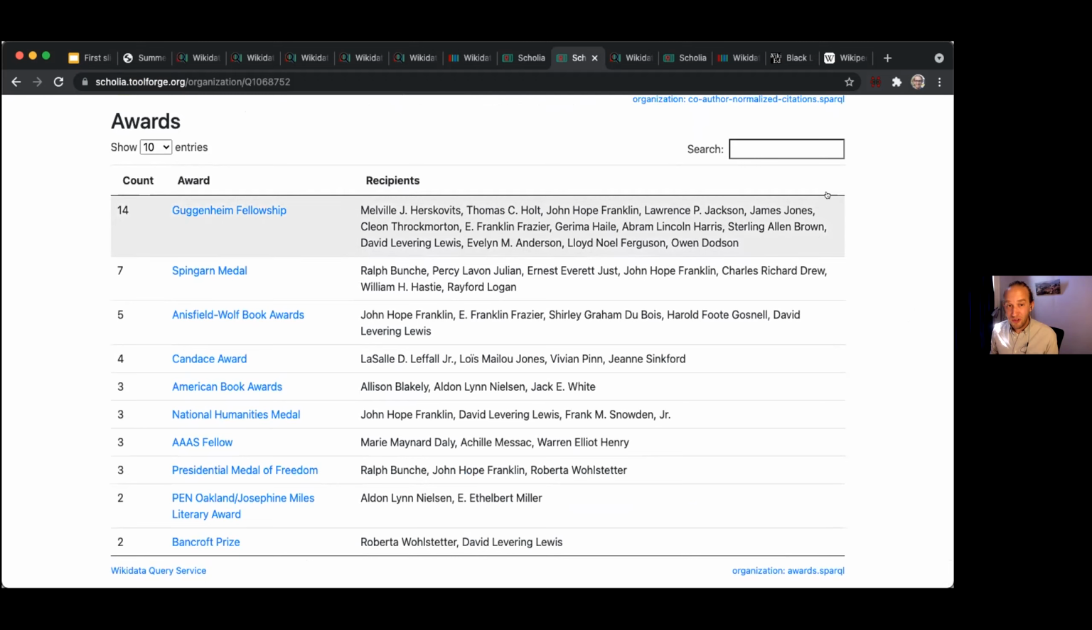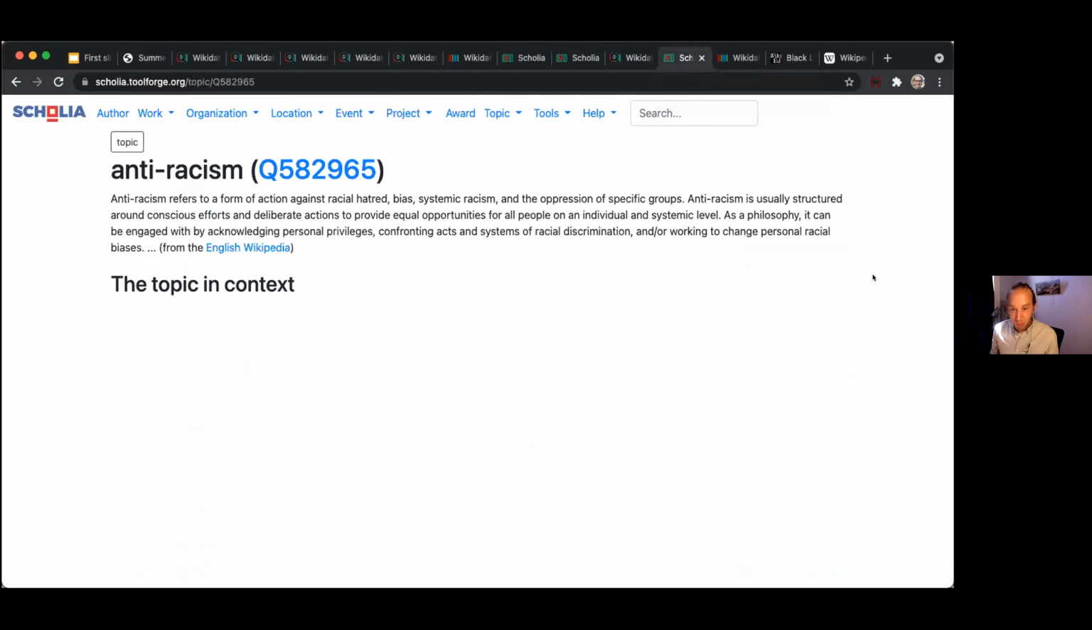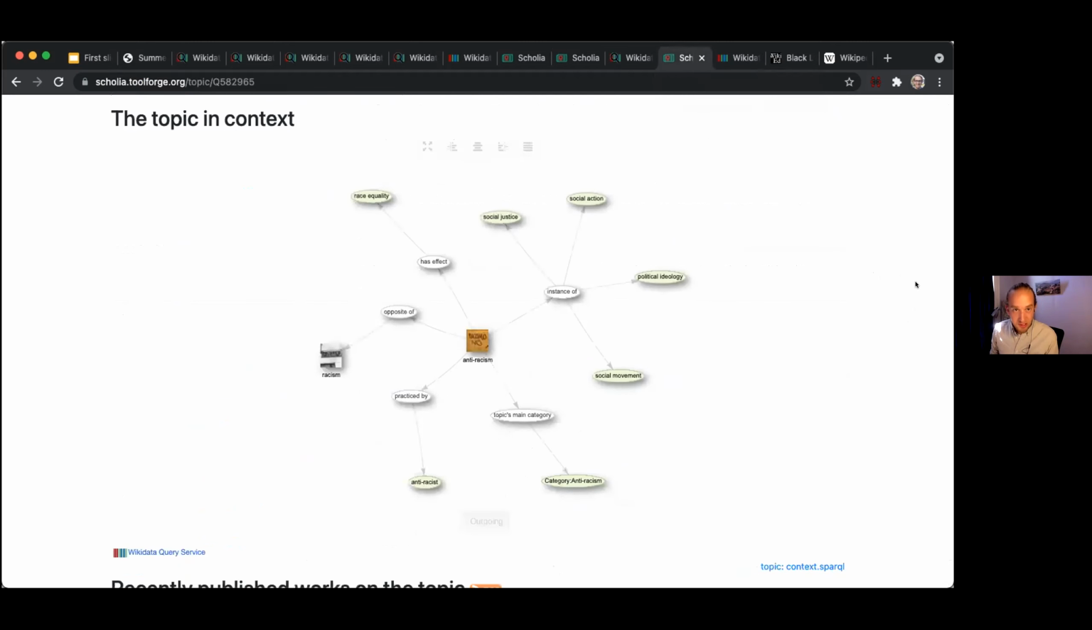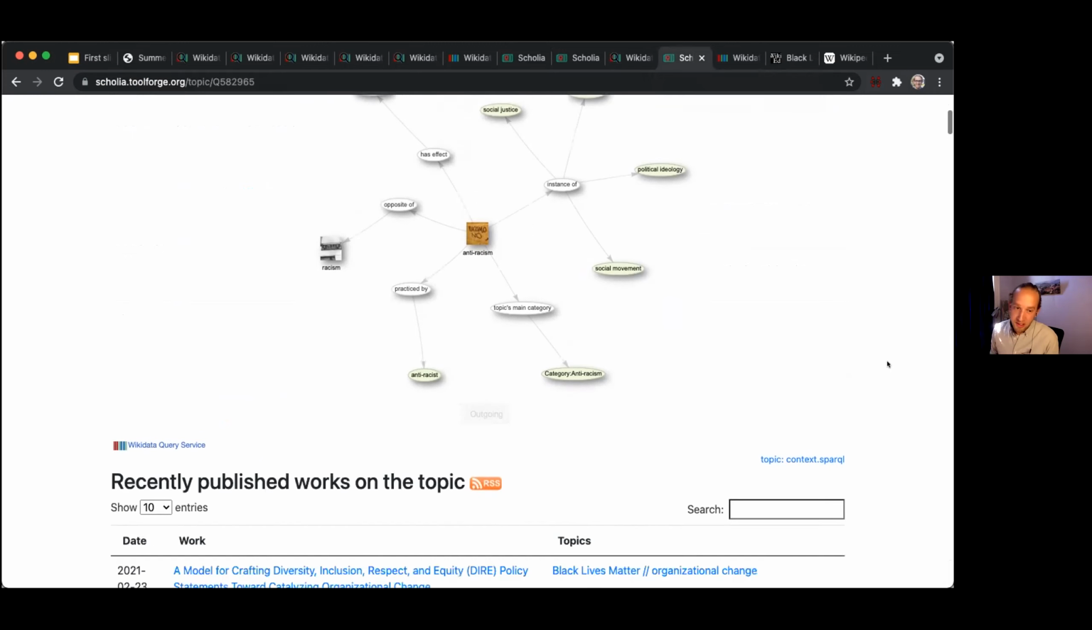And so to keep in the anti-racism, and you can see it pulls up some queries too. So this is the topic in context. It pulls in some related concepts and information. So you can see how topics are couched in the world of linked data, Wikidata in particular.